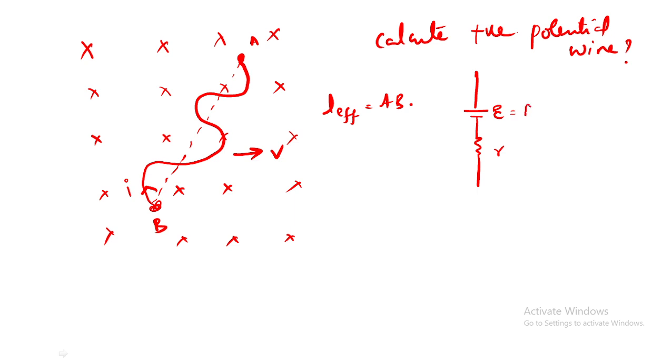So now what is it? This is the EMF, this will be BLV. But which is the positive potential here? The A will be having a positive potential, and the other terminal B will be having a negative potential. Right.